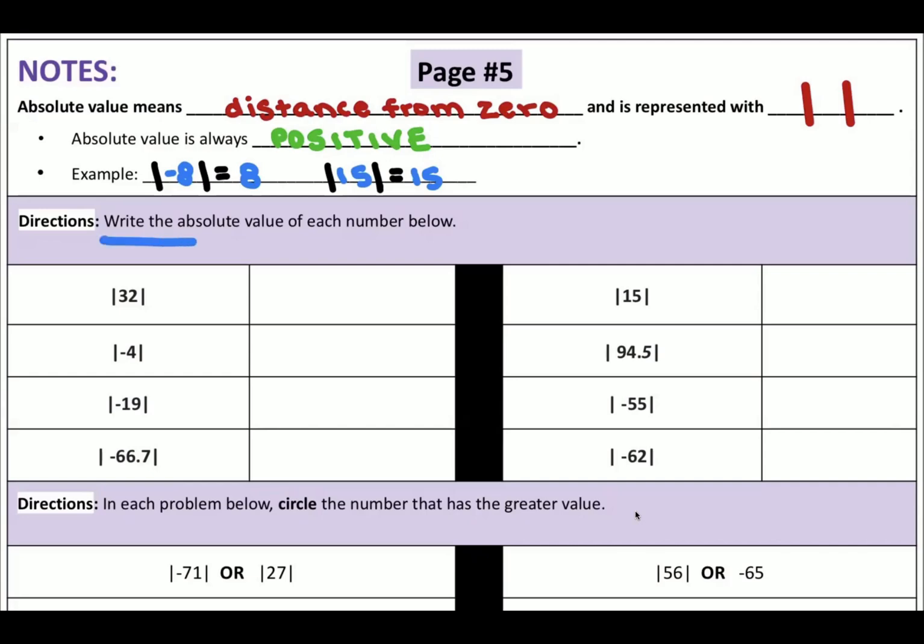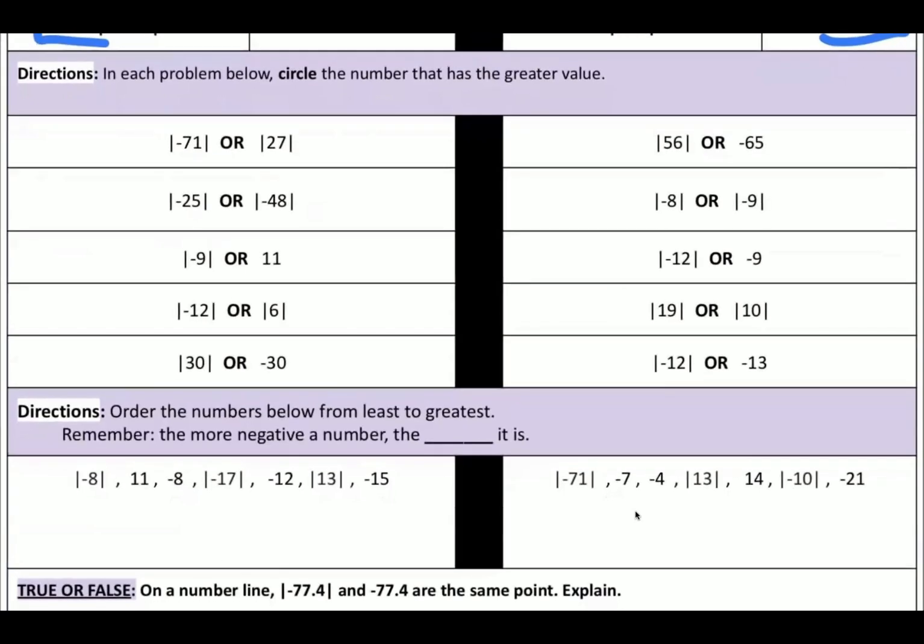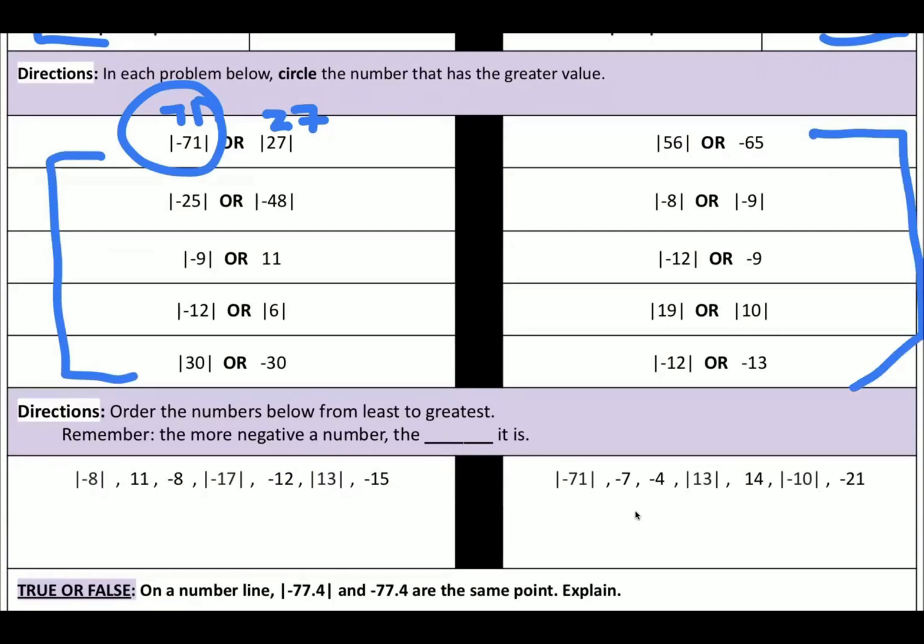On this next section, it says write the absolute value of each number below. So the absolute value of 32 is 32. It's always positive. Absolute value of negative 4 is 4. Go ahead and complete the rest of this section on your own, then come back to the video. This next section says in each problem below, circle the number that has the greater value. Well, the absolute value of negative 71 is 71, and the absolute value of 27 is 27. So which number is greater? 71. Go ahead and complete the rest of this section, then come back to the video.